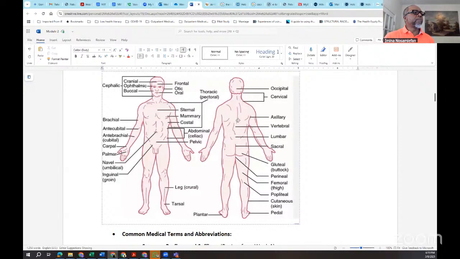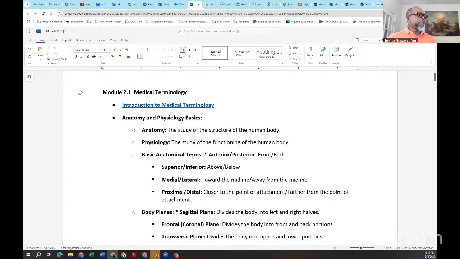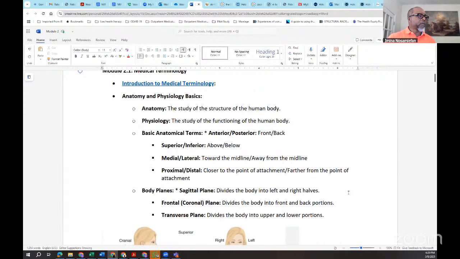So let's go back to this. Like we said, basic anatomical terms: anterior, posterior, front and back; superior and inferior, above and below; medial and lateral. Medial is toward the midline, lateral is away from the midline. Proximal and distal: closer to the point of attachment or farther away from the point of attachment. Okay. Now let's look at what we call body planes.